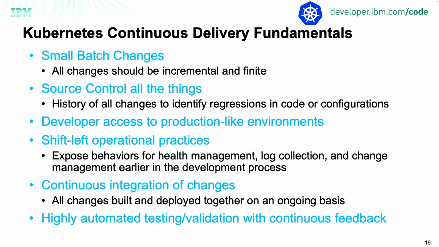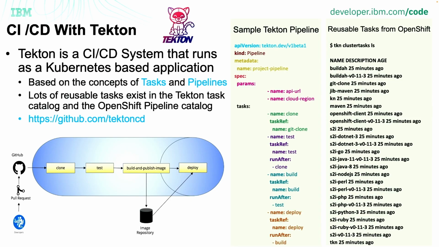Giving you developer access to production-like environments, and we talk about how to get early on in the process, start worrying about you doing health management, log collection, so we call that shift left on the operational practices. And again, we're doing continuous integration of changes. The changes are built and deployed on an ongoing basis. That is really, lots of automated testing and validation. That is sort of the fundamentals of continuous delivery.